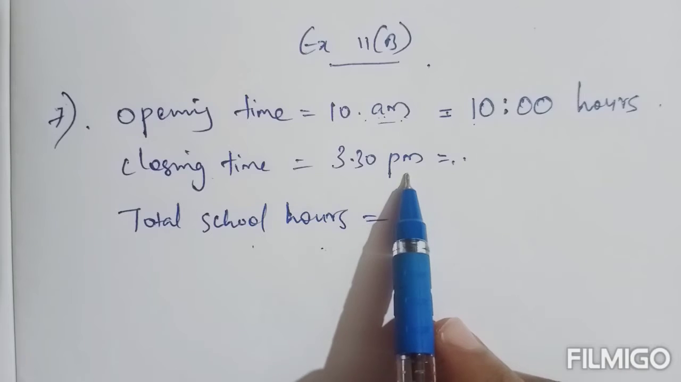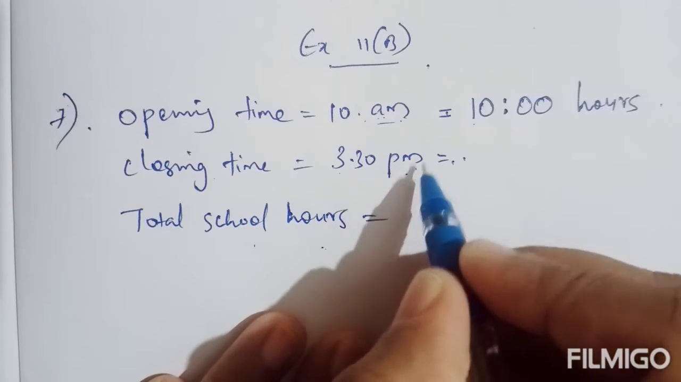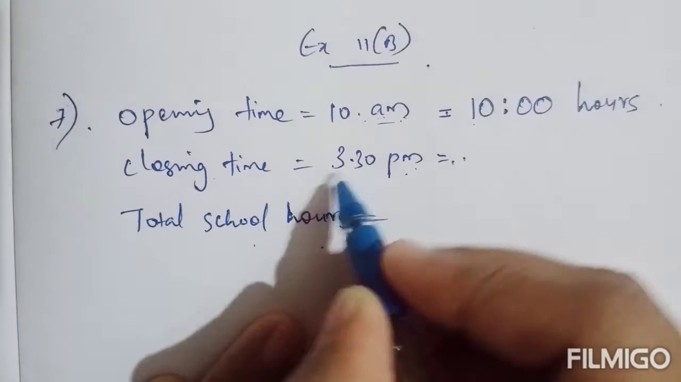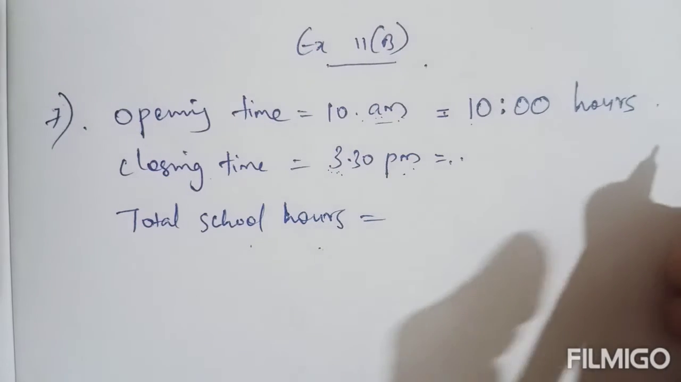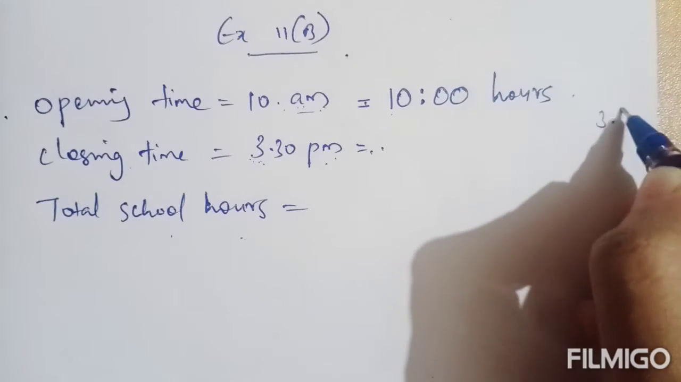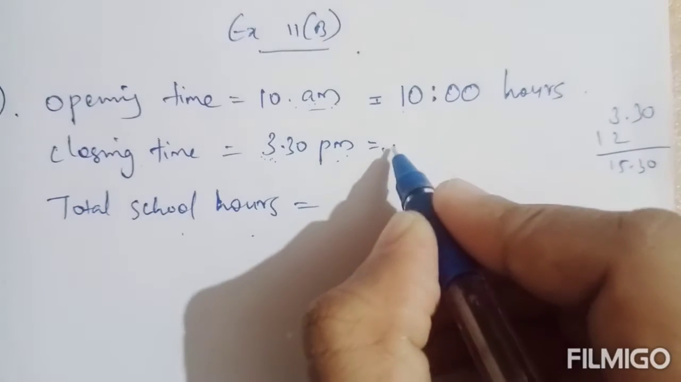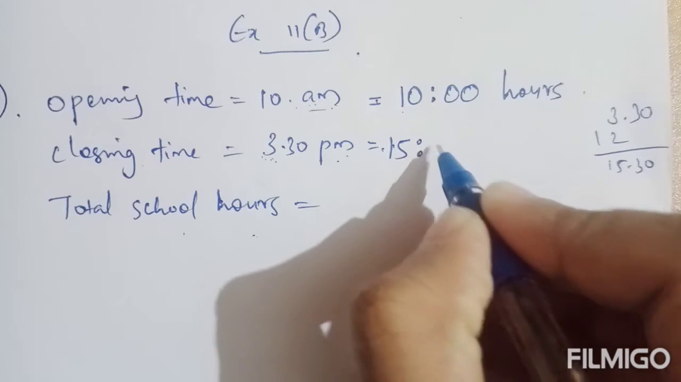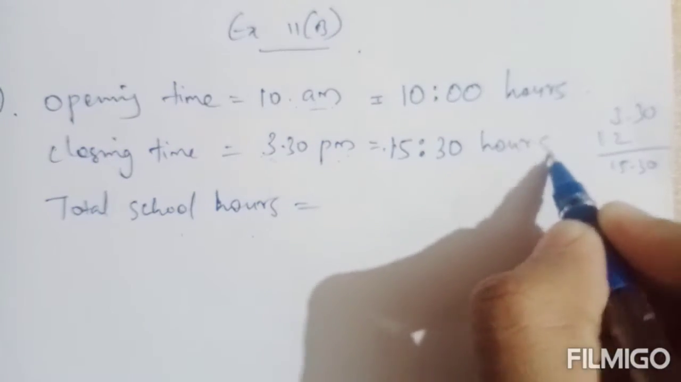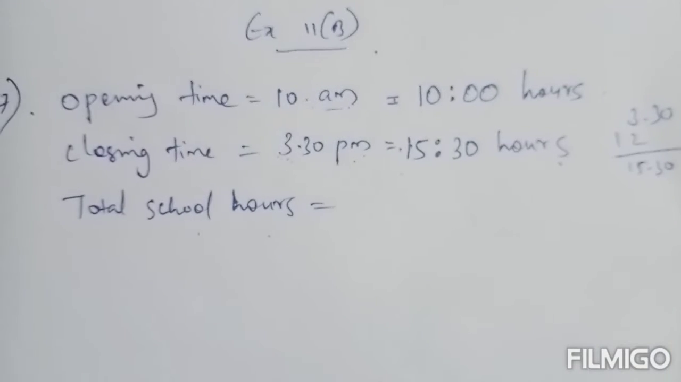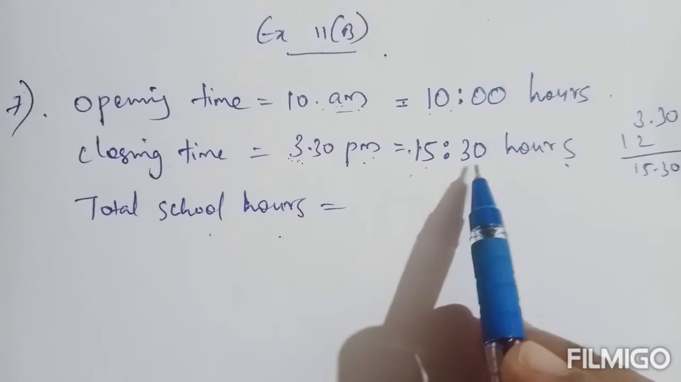Similarly 3:30 pm, this is pm. In order to convert pm to 24-hour clock format, just add 12 to this time. 3:30 plus 12, what will you get? You will get 15:30. Now pm, you can replace by hours. So 15:30 hours.